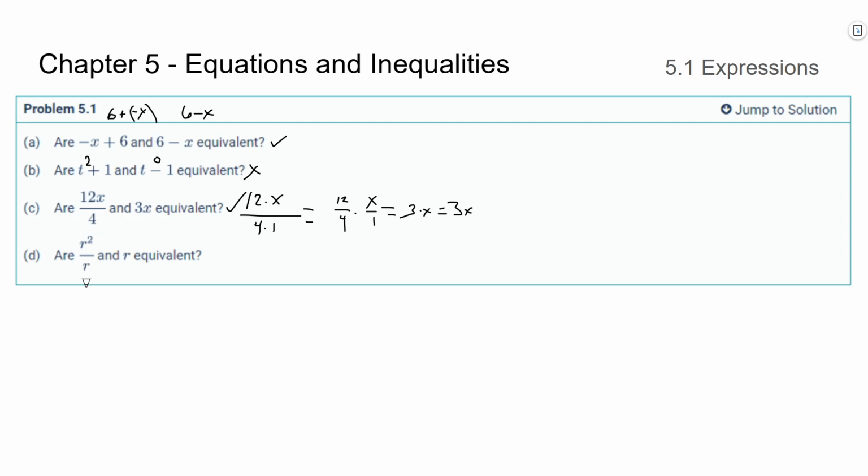Okay, r squared and r, are those two equivalent? All right, so we can do the same thing. So r squared is the same thing as saying r times r over r times 1. Split them up and say r over r times r over 1 equals 1 times r, and that's just r. So, yep, those are equivalent also.